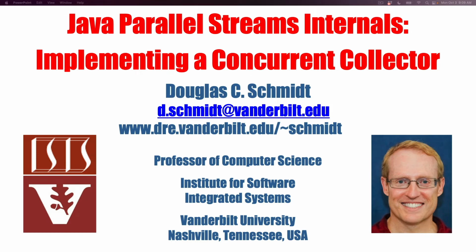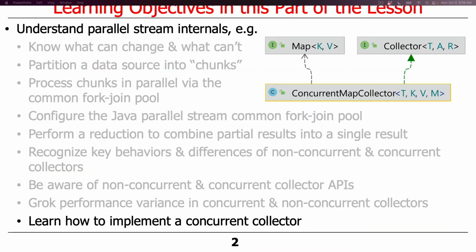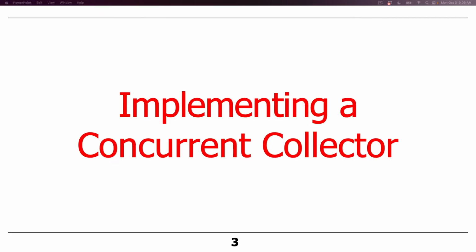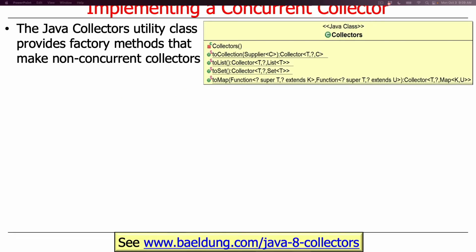What we're going to do now is talk more systematically about how to implement a concurrent collector. We're going to implement a concurrent collector that works on concurrent maps, so it's going to be a concurrent map collector. We've talked earlier about implementing a concurrent set collector. Now we're going to have a concurrent map collector.